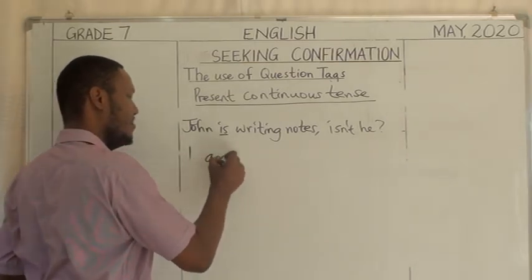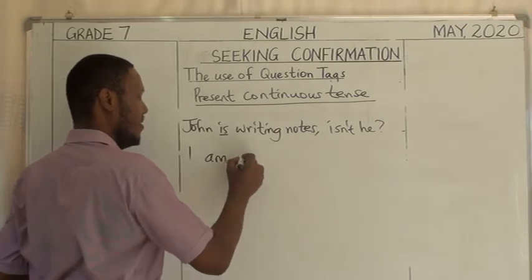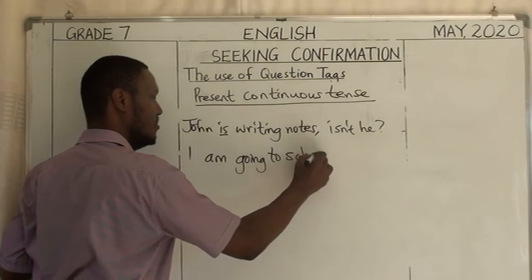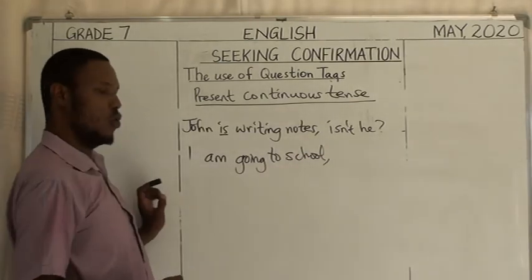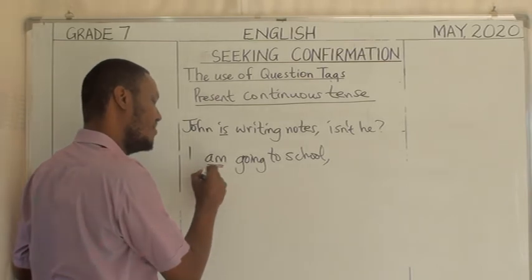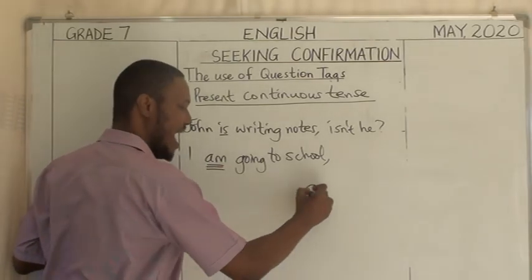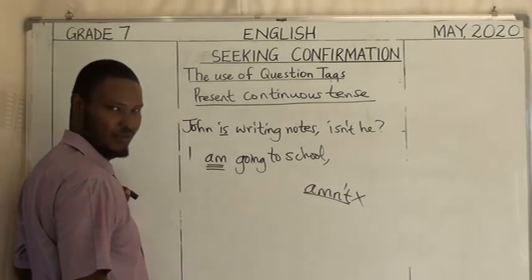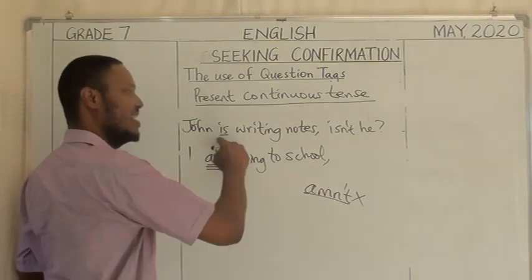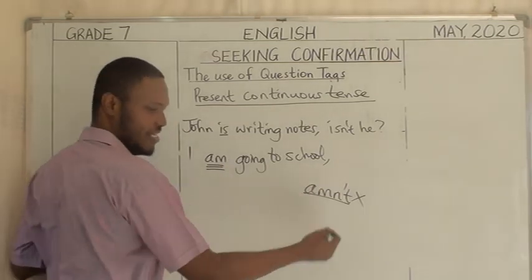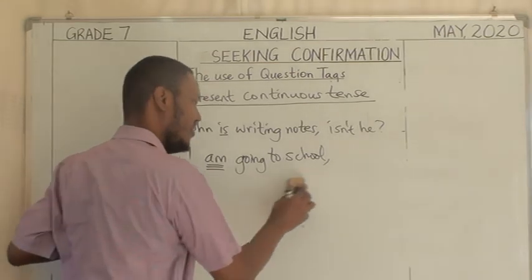I am going to school. Now, this one here, am. It is wrong to say amn't. This is wrong English. We don't say amn't. Here we say isn't, but here we don't say amn't. There is a different way of forming the question type.